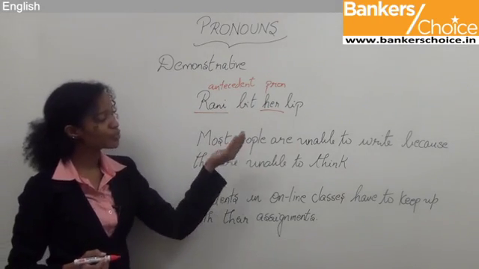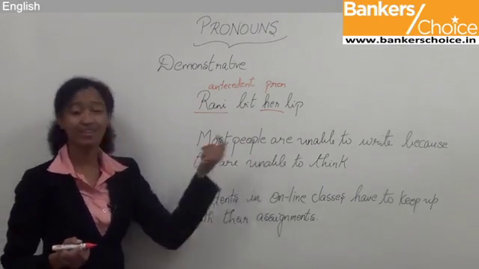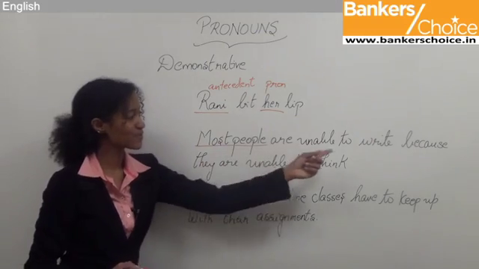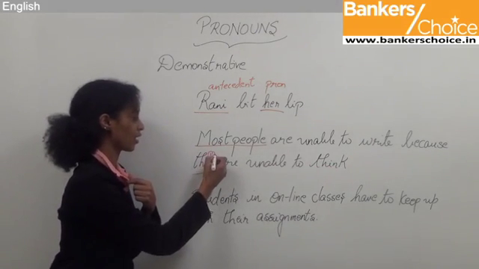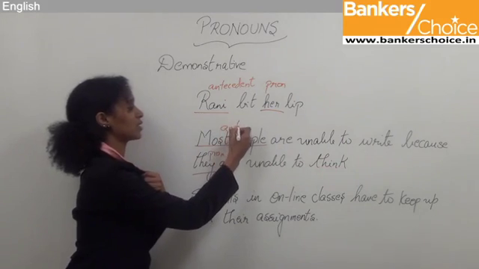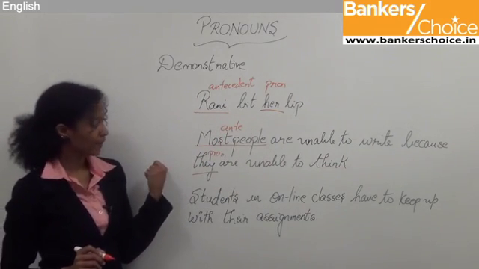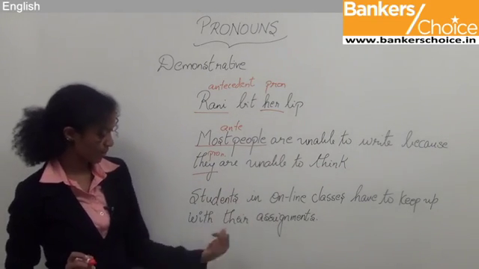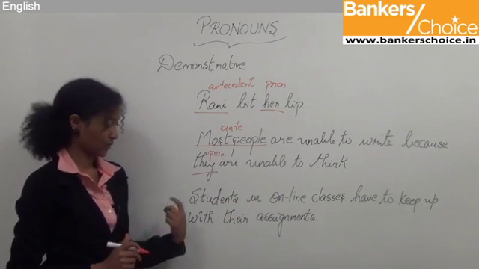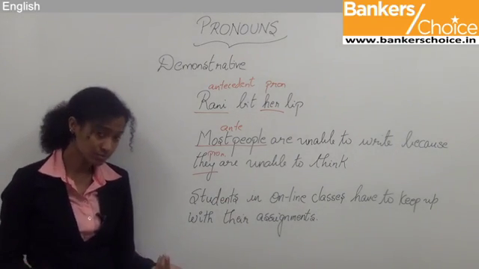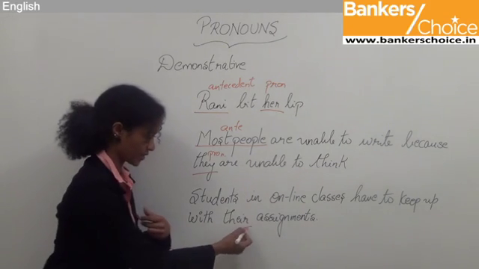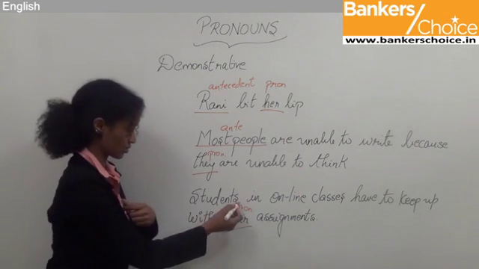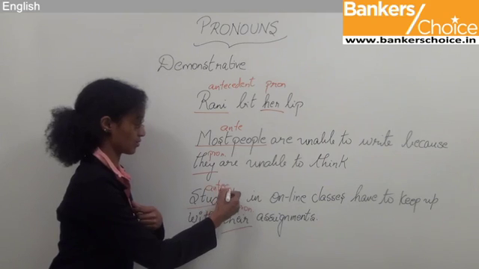Most people are unable to write because they are unable to think. In this sentence, most people is my antecedent, which is preceding the pronoun they. So this is my pronoun and this is my antecedent. Right? Third one, students in online classes have to keep up with their assignments. Now in this sentence, can you guess the pronoun at least, if not the antecedent? There is my pronoun. So what is there referring to? The students. This is my antecedent.